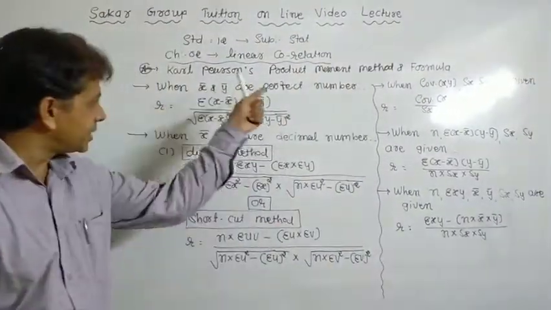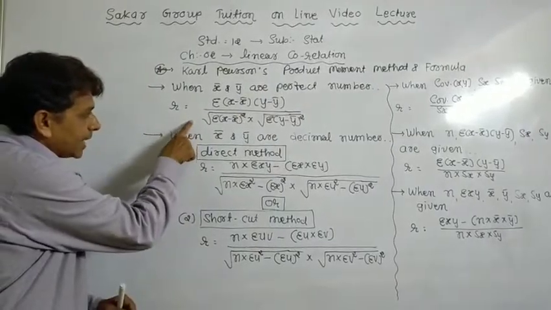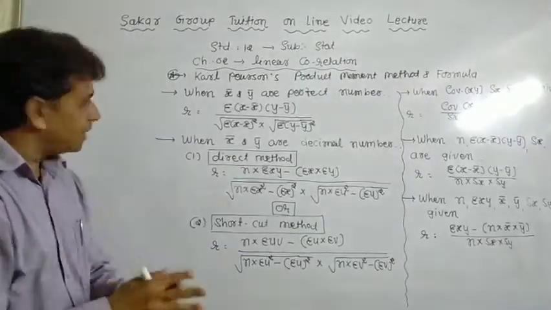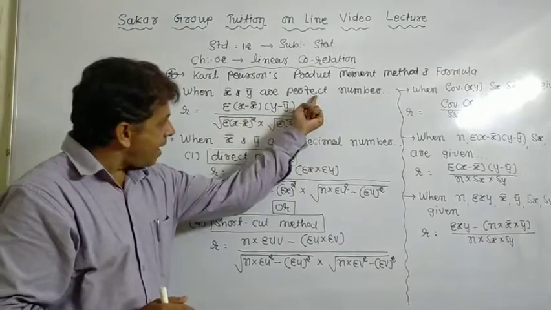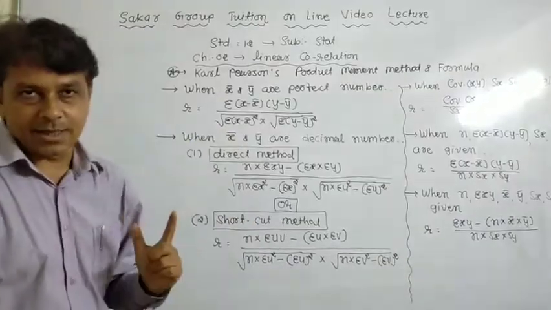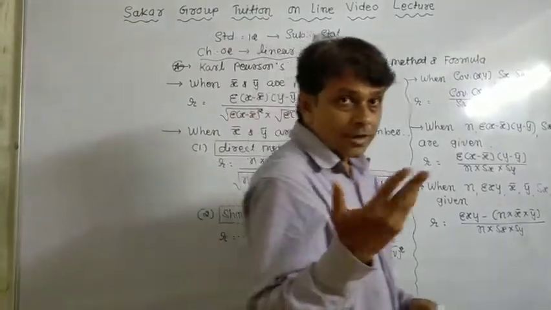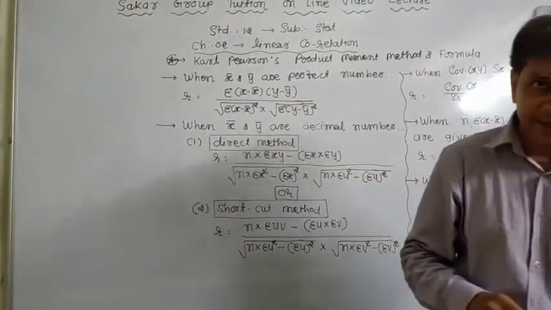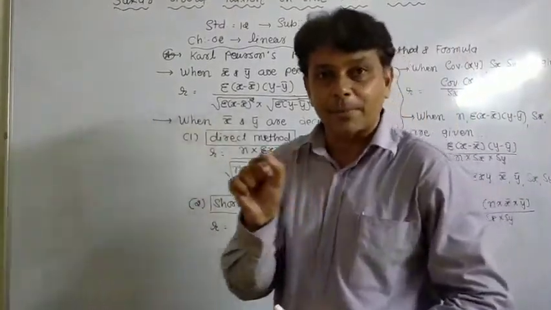Then here is the condition. This formula is used only when both the means are exactly perfect numbers. Now the question is, how do we understand that both the means are perfect numbers? तो चलो उसके लिए एक थोड़ा एग्जांपल मैं आपको बताता हूँ.